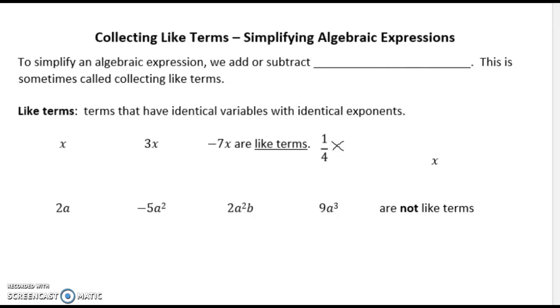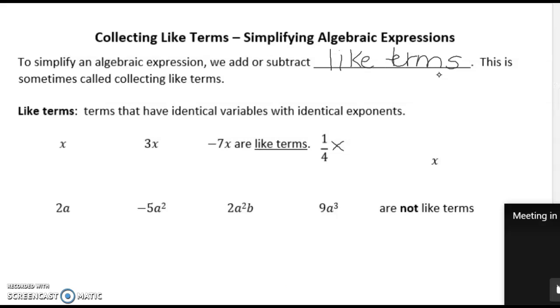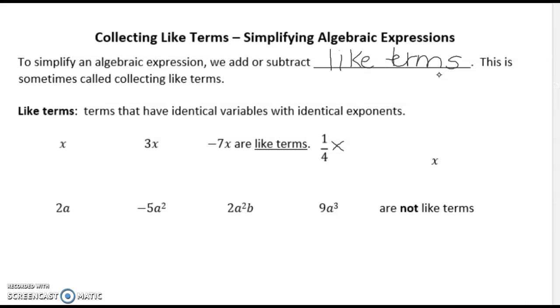So this lesson's called Collecting Like Terms, Simplifying Algebraic Expressions. To simplify an algebraic expression, we add or subtract like terms. Okay? This is sometimes called collecting like terms.